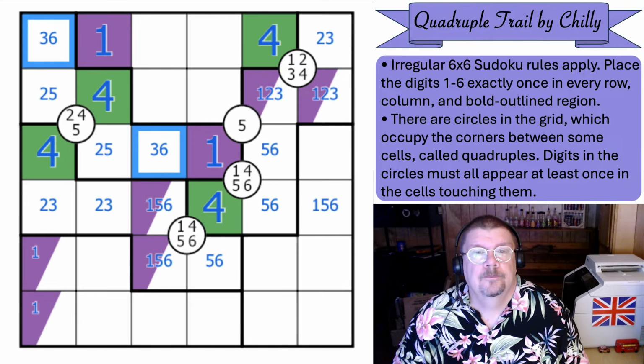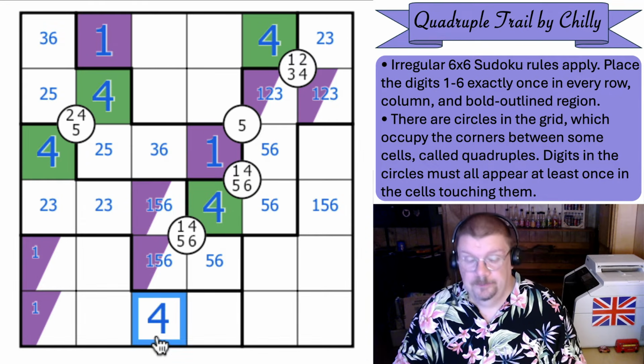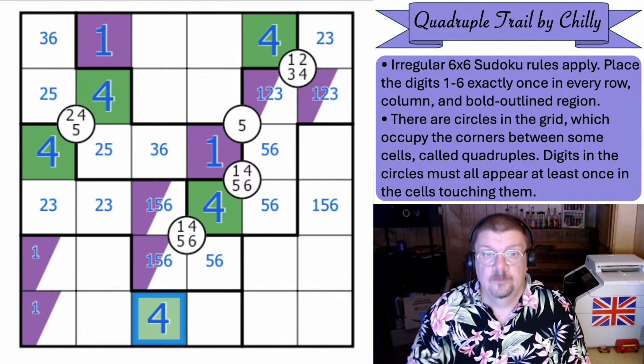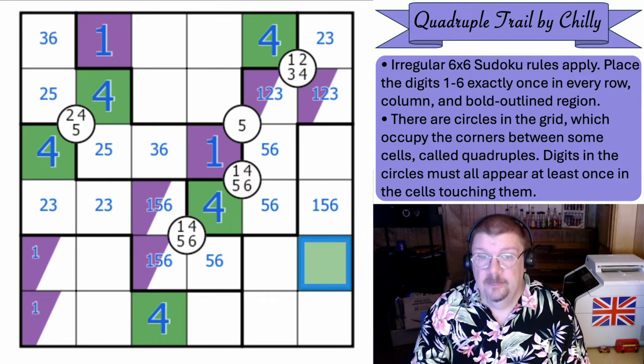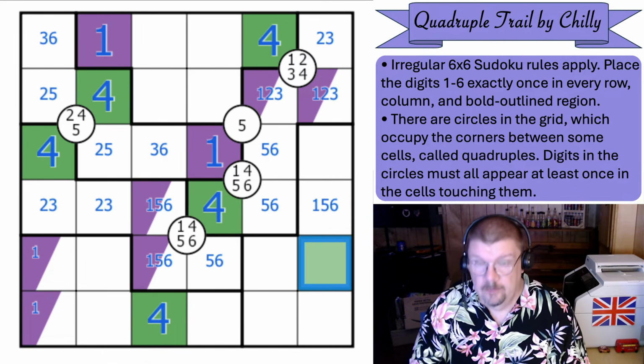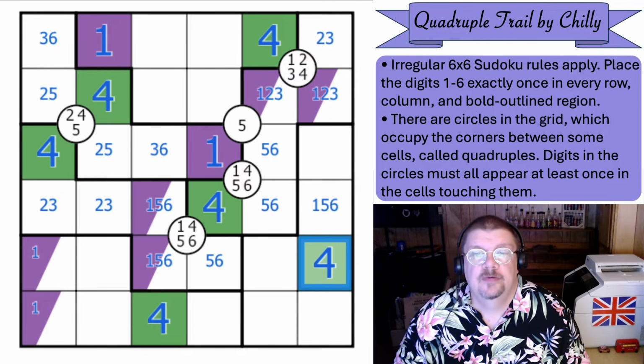Okay. Let's continue with 4s. In this column, 4 must be here. And that means we can place the last 4 here. Okay, and all of our 4s are done.